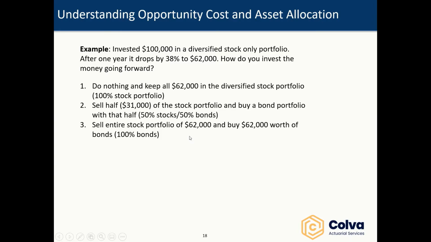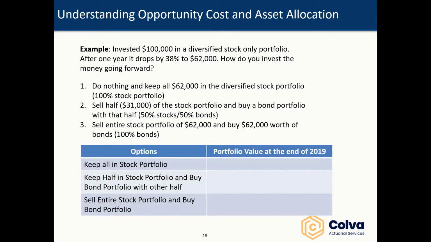So how did that help me or how did that hurt me, my decision? So again, let's go over our options. Keep it all in the stock portfolio, half in the stock and half in the bonds, or sell the entire stock portfolio and buy the bond portfolio. So if you chose option 1, and you kept it all in the stock portfolio, at the end of 2019, we can do some math and figure out what it would be. So that $62,000 would have grown to $279,000.